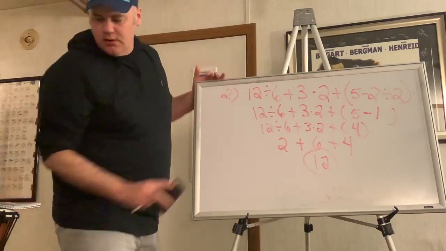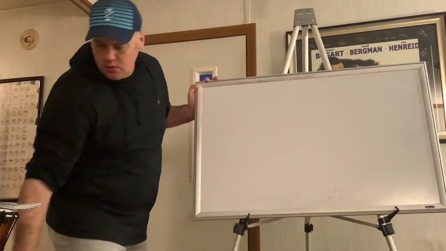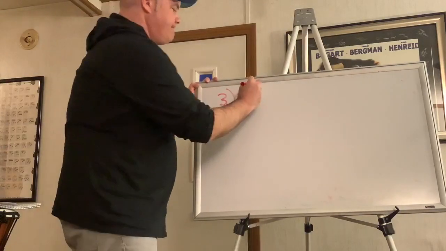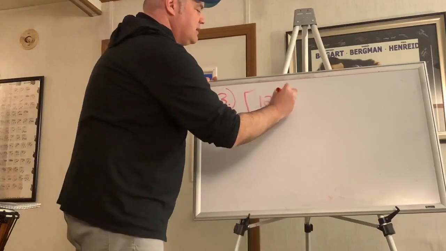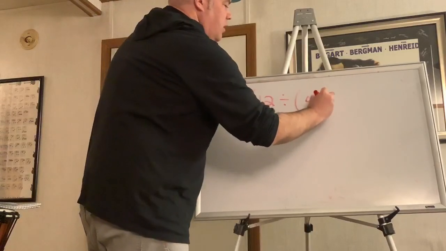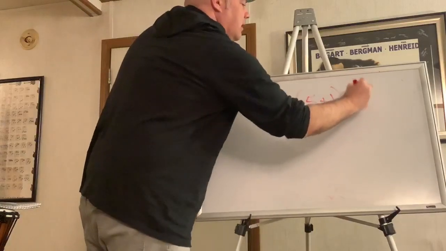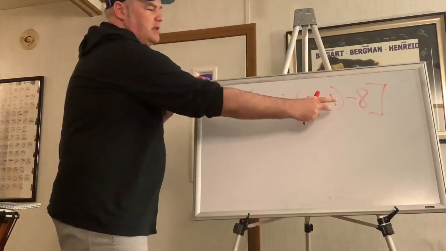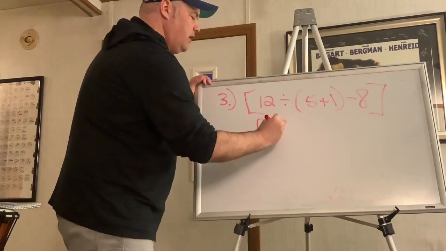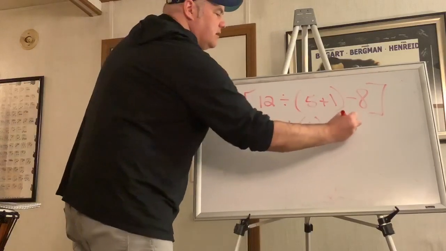All right. Third one. You've got a bracket. So you've got a grouping inside of a grouping. 12 divided by 5 plus 1, and minus 8. Okay, so you work your way to the innermost grouping symbol first. So 5 plus 1 is 6.